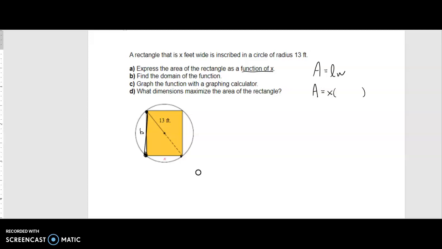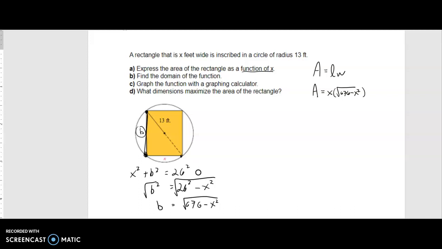So if I set this up, x squared plus b squared equals 26 squared. If I solve that for b, then it should be in terms of x. So b squared is 26 squared, subtract x squared from both sides. Take the square root to solve for b. And it's the square root of 26 squared, I think, is 676 minus x squared. Okay, so now my area is the square root of 676 minus x squared, times x.